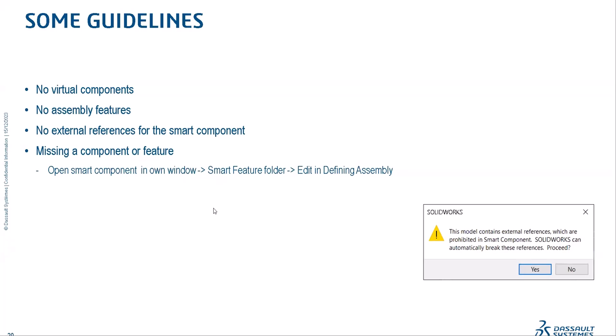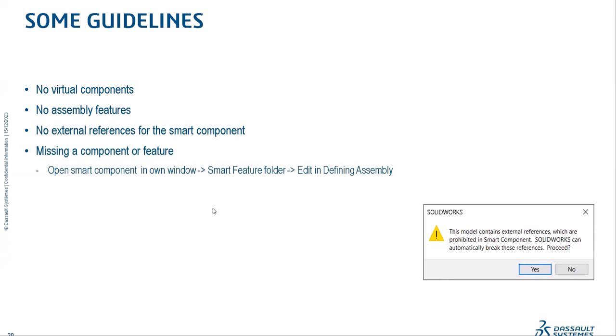No assembly features. Any associated features need to be defined within the parts in the test assembly, and those features will be added to part components in the destination assembly. There should be no external references for the smart component itself. So if you have a component whose length is dependent on the position of another component in an assembly, that would not be a good candidate for a smart component.